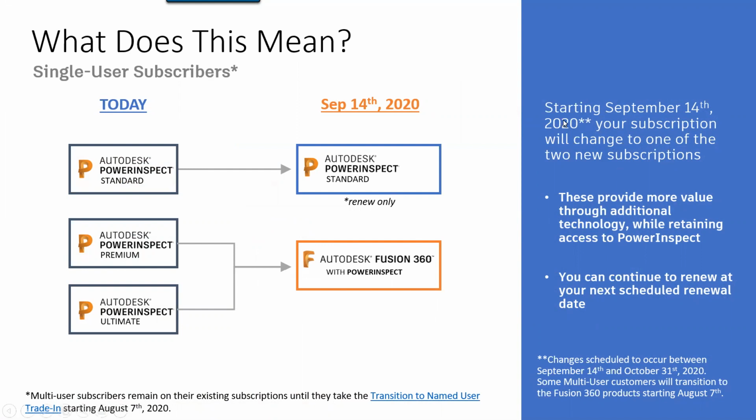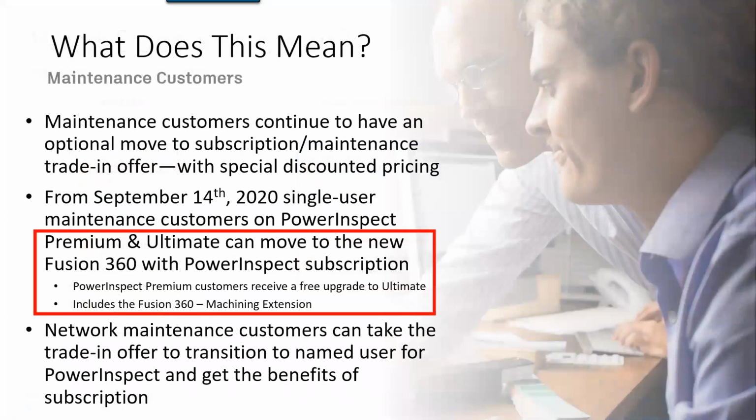I do want to point out though, if you're going to renew, there is an option for Autodesk PowerInspect Standard, but that only applies to renewals only. If this is going to be a new subscription to you, it's going to be Autodesk Fusion 360 with PowerInspect only. Similar to the way that we talked about the previous slides, where you get more value with this retained access to PowerInspect, it's the same thing with PowerMill, the same thing with PowerInspect, the same thing with PowerShape. We'll see that coming up. Exactly. And again, very similar. The change already took place, so it's also going to apply to maintenance customers.